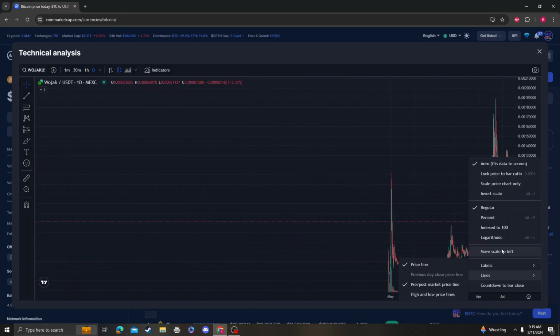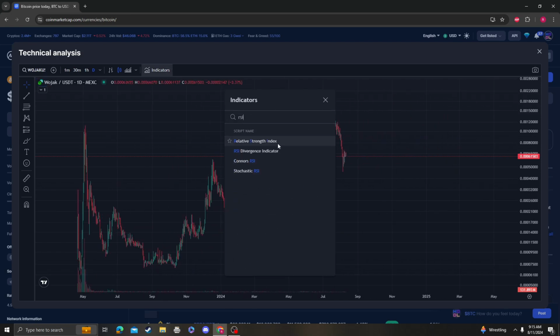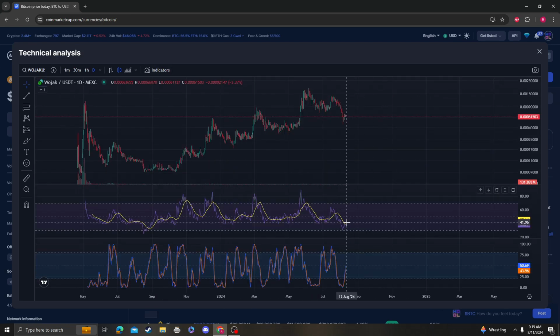Anyway, let's get right into it. This looks kind of like Turbo, but damn, what's the drawdown on this? Yeah, so oversold, we're getting a bounce.